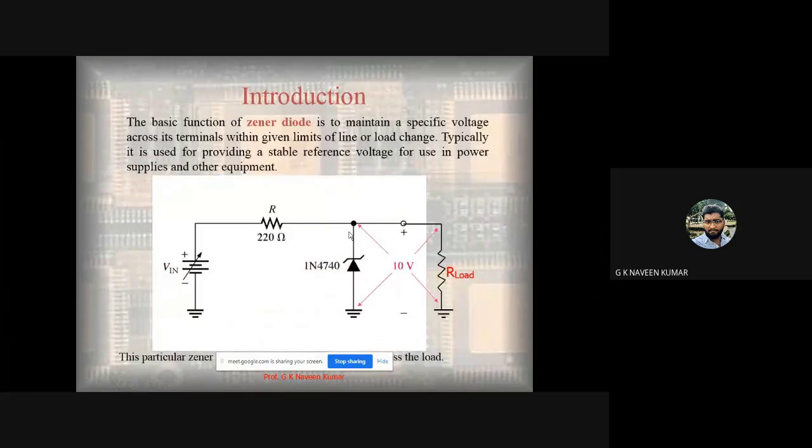Coming to the Zener diode, we have different functions of a basic Zener diode. In forward bias it acts like a normal diode, and in reverse bias it has unique, peculiar characteristics: it acts like a constant voltage source in reverse bias.